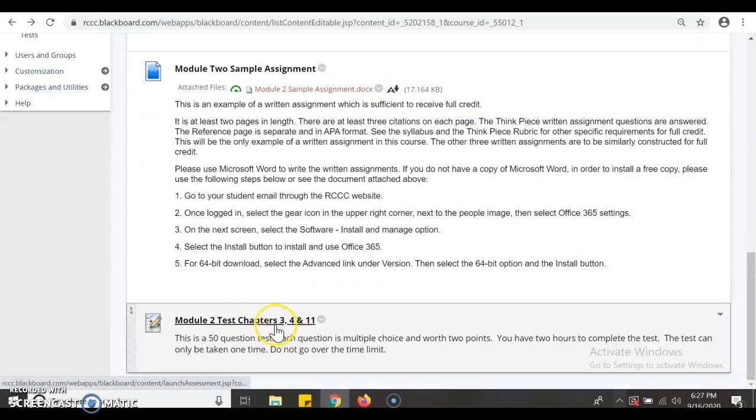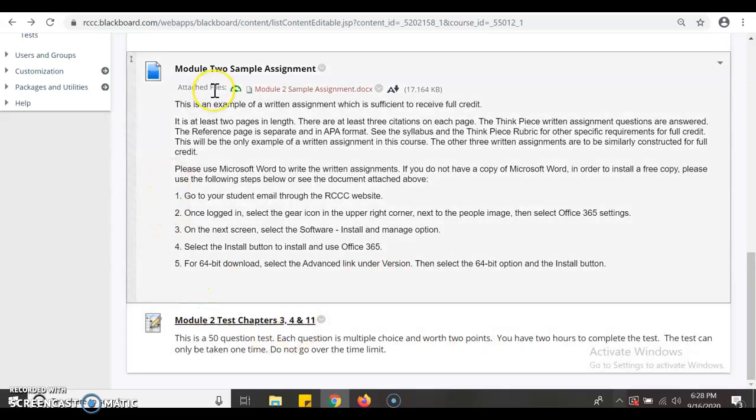And then lastly, don't forget your test. The test is due as well. It's the same thing as last time. Open notes, open book. Just be sure to do it by the deadline.